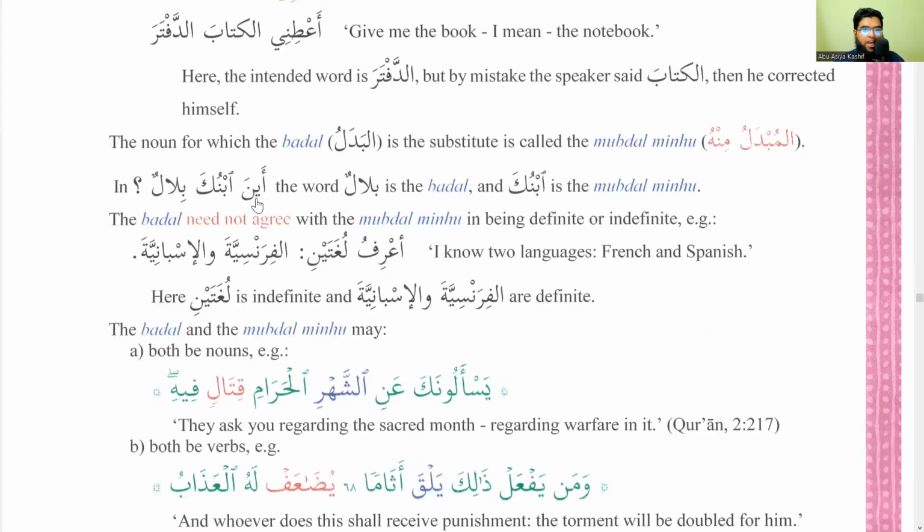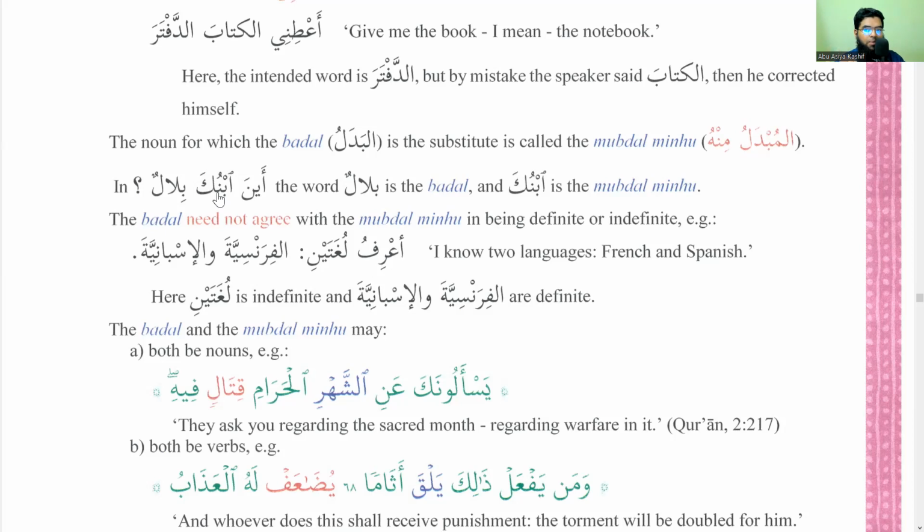Like for example, Aina ibnuka Bilalun, where's your son? Now you might have 10 sons. You don't know which you're talking about. So Bilalun. So this Ibnuka, Ibnu is the Mubdal Minhu and Bilal is the Badal. But literally you can say Ibnuka is also Mubdal Minhu. Why does it matter? Because when you identify these pairs of words, it's easier for you to translate.